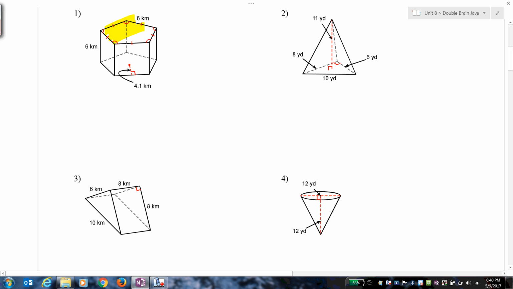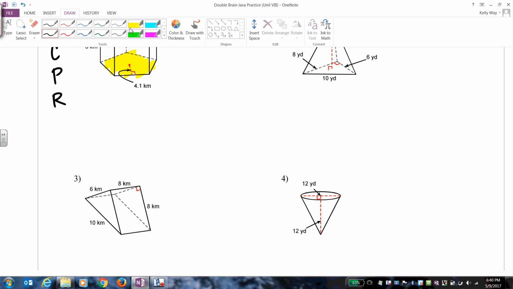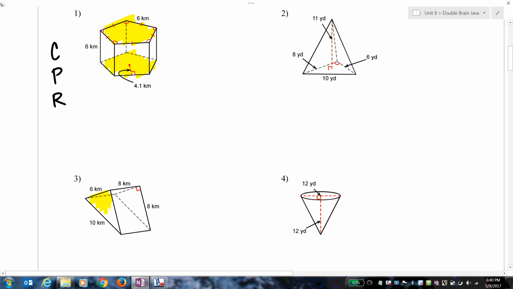This has two bases. The bases are CPR: congruent, parallel, and connected by rectangles. So those would be the bases.